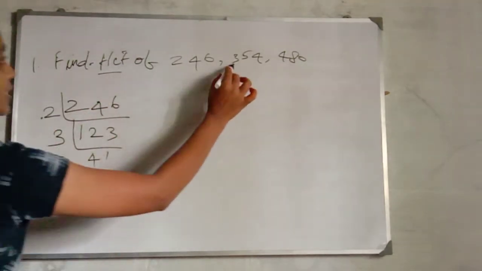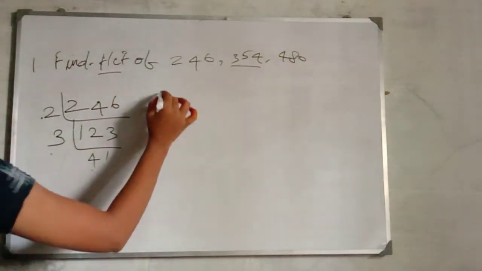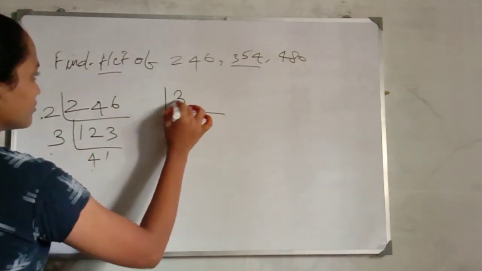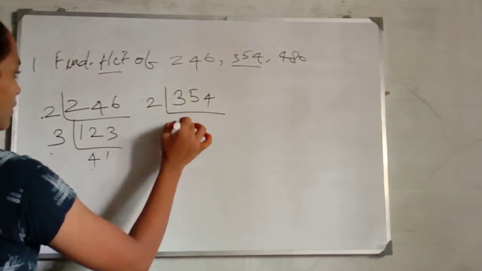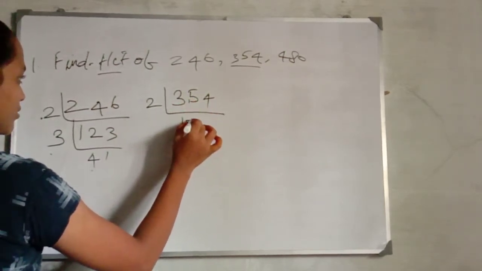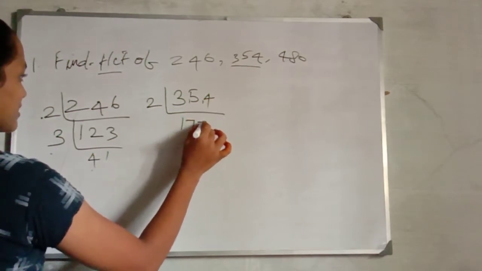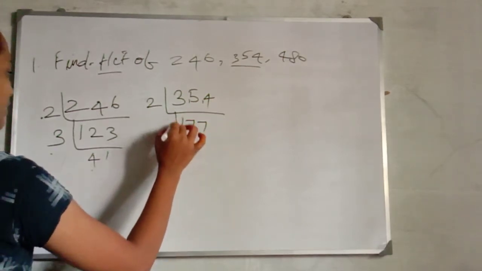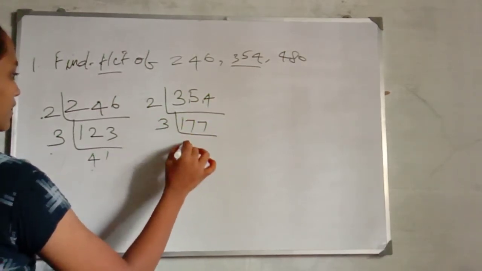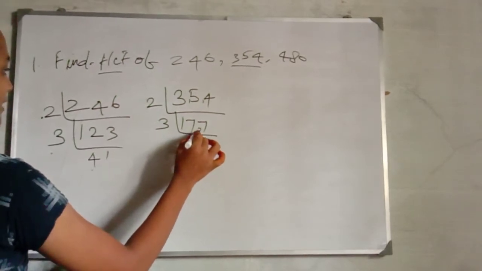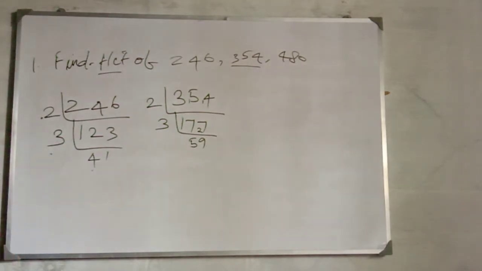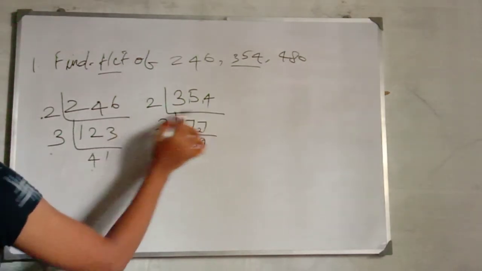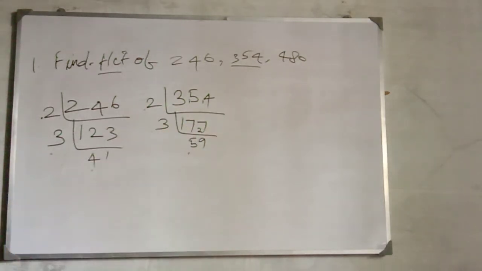Next we see about 354. Let's take L division for 354. First 2 table: 1 2 is 2, remaining 1, 7 2s are 14 and remaining 1, 7 2s are 14. Then 3 table: 5 3s are 15, remaining 2, then 9 3s are 27. So the factors of 354 are 2, 3 and 59.